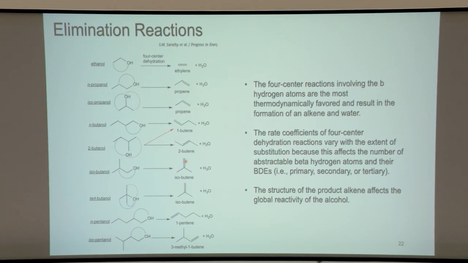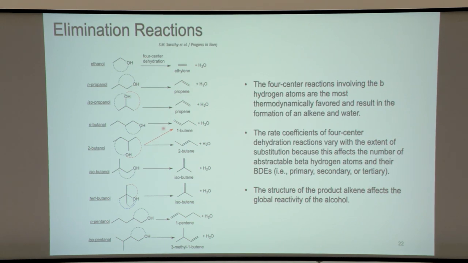Okay, so I'll skip. This is for alcohols, okay? If you want elimination reactions. For alkanes, it's pretty straightforward. We only have these types of unimolecular scission reactions. When you have alcohols, it's a bit more complicated. There's one other kind of reaction. We call these unimolecular elimination reactions, and that's what's shown here.